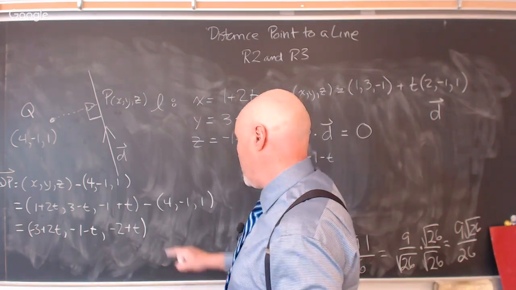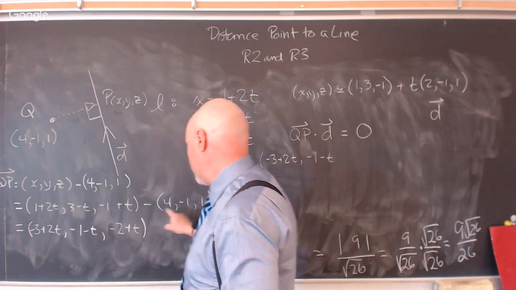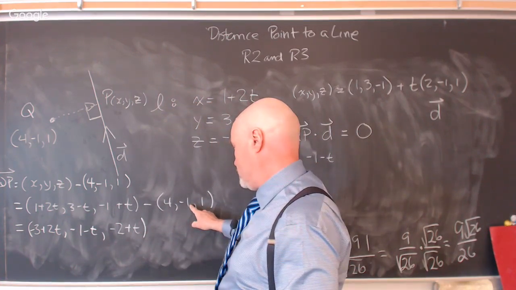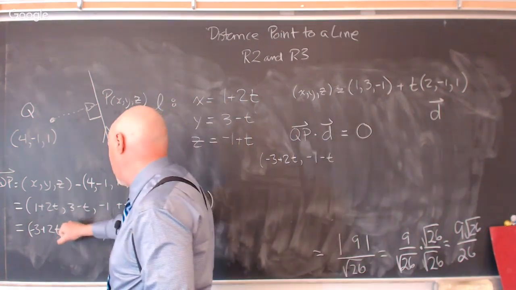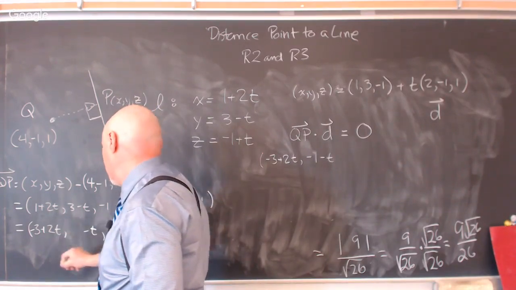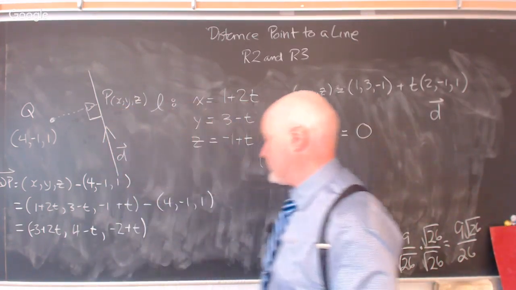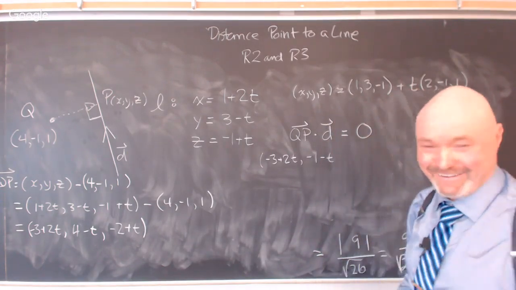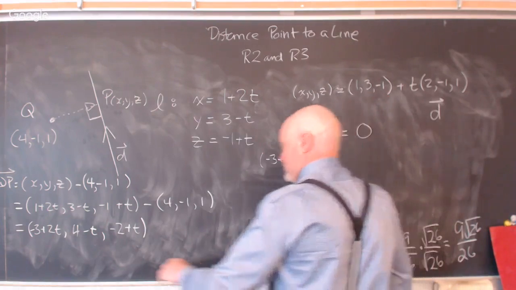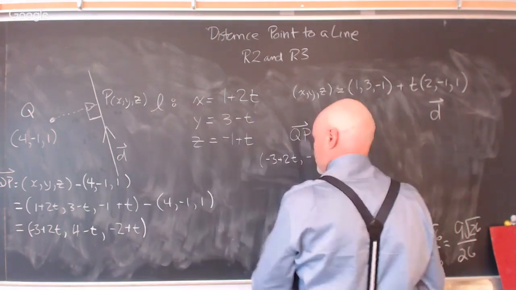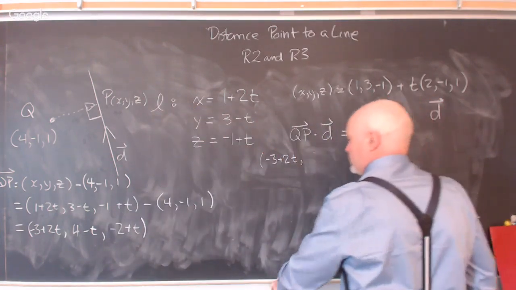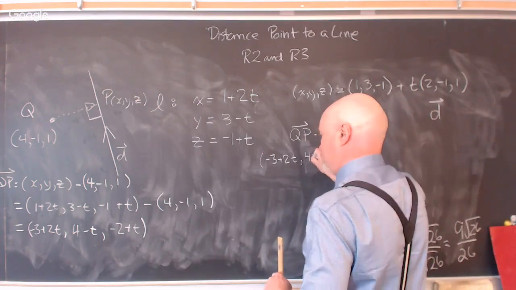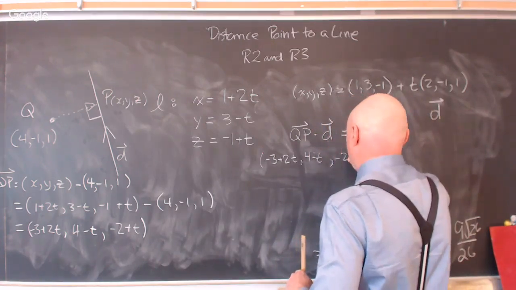Let's see. Oh, 3 minus negative 1 should be 4. Yeah. 4 minus t. Beautiful. Good. Did it on purpose. Okay. That means I've got to fix this. You guys causing all kinds of problems. Okay. 4 minus t and negative 2 plus t.